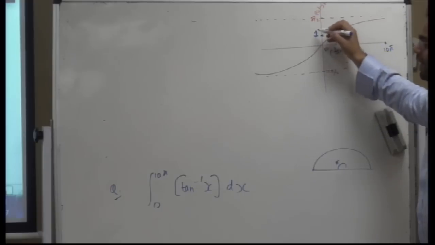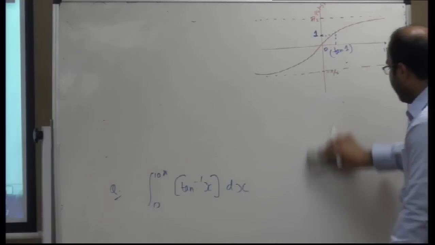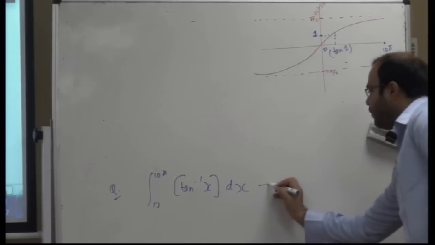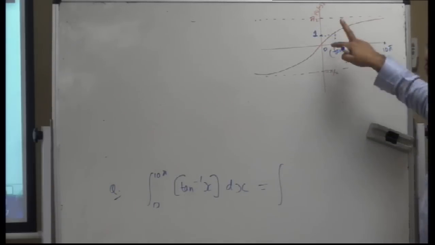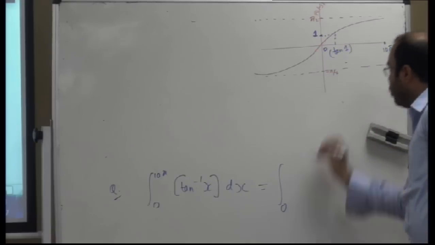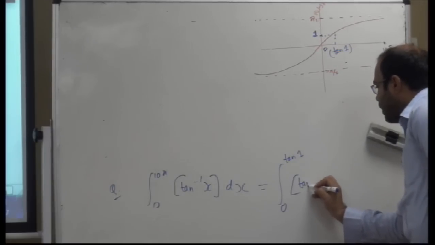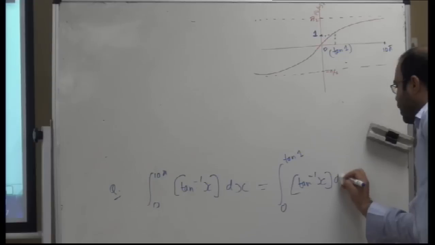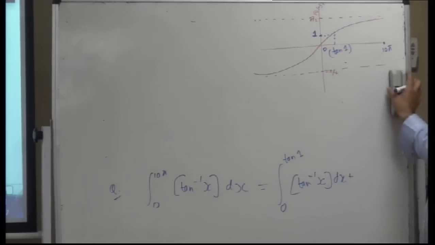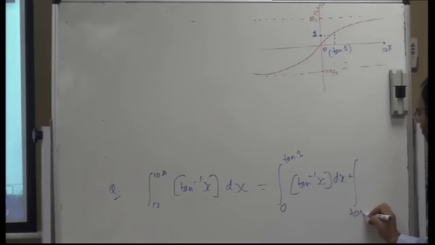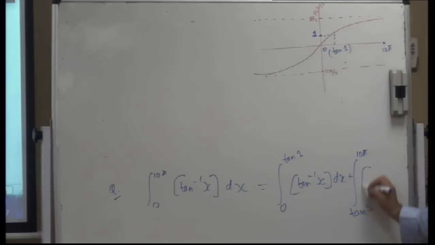This 1 is a radian. And then what will we do? We know we can split it into two parts, from 0 to tan 1 of tan inverse x dx, plus from tan 1 to 10 pi of tan inverse x dx. I hope it is clear to everyone, na?